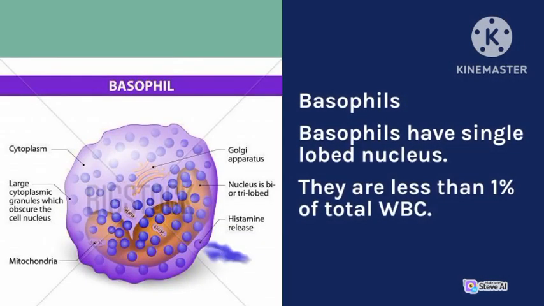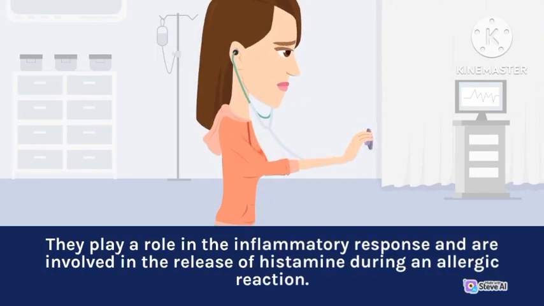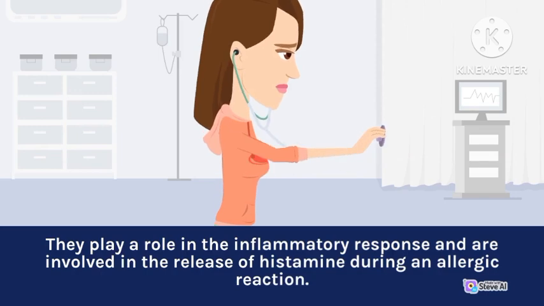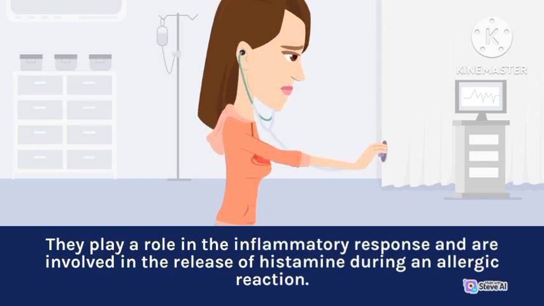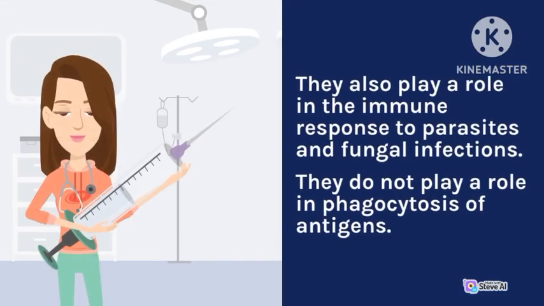Basophils. Basophils have a single-lobed nucleus. They are less than 1% of total WBC. They play a role in the inflammatory response and are involved in the release of histamine during an allergic reaction. They also play a role in the immune response to parasites and fungal infections. They do not play a role in phagocytosis of antigens.